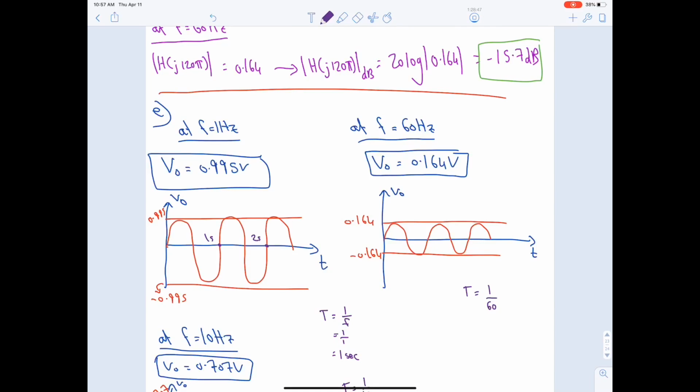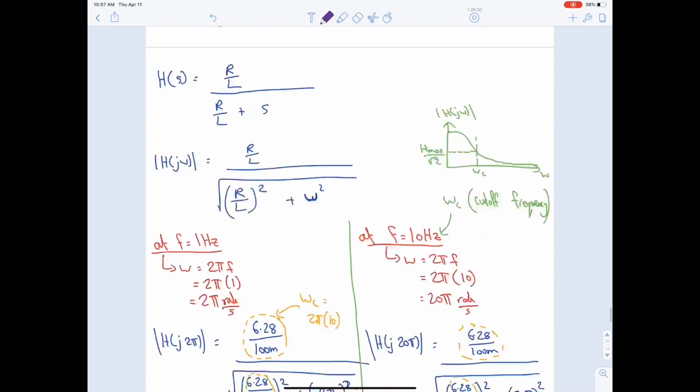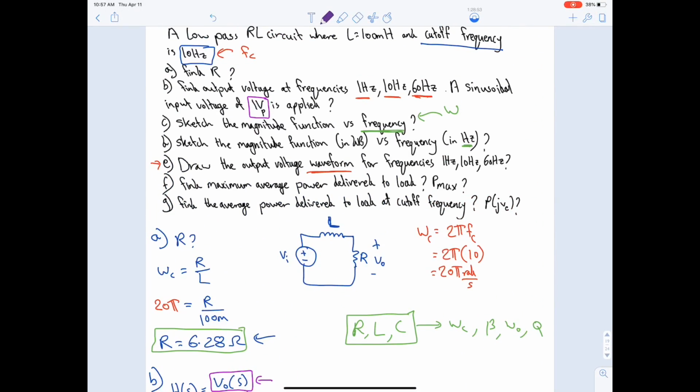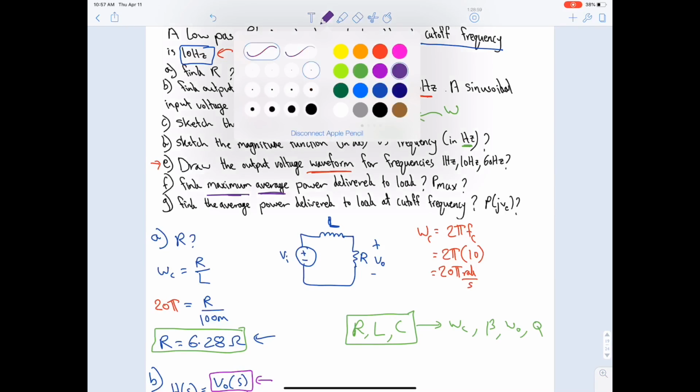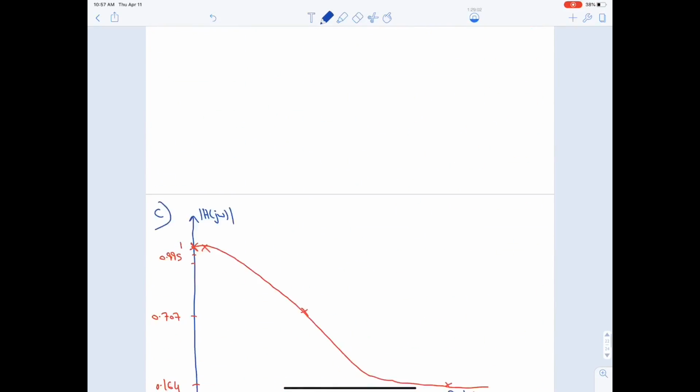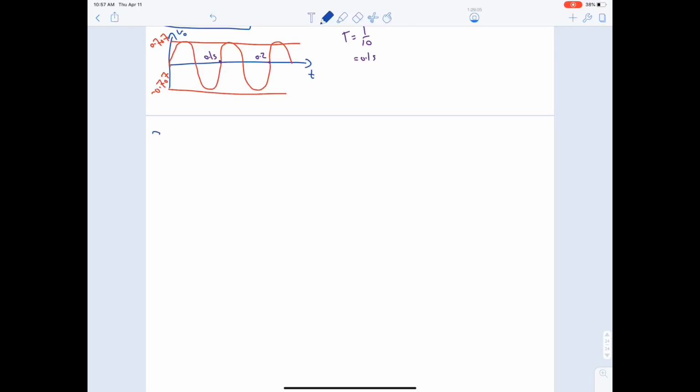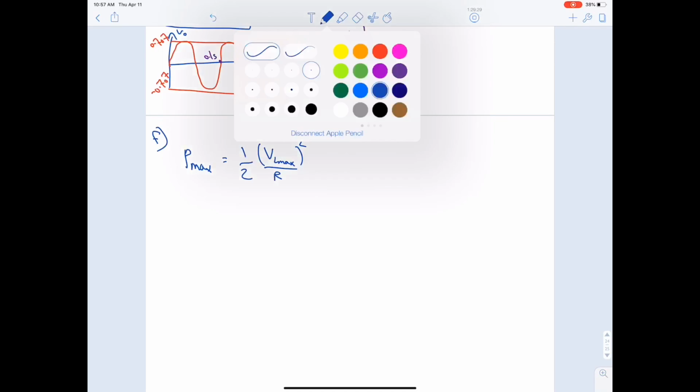Okay, let's move on. That's part E of the question. Part F says find the maximum average power delivered to the load. Pmax, maximum average power. What is the maximum average power? Now maximum average power has an equation. The maximum average power is Pmax equal to half the load maximum voltage squared divided by resistance. Okay, so it's the same as the power, but with a half.